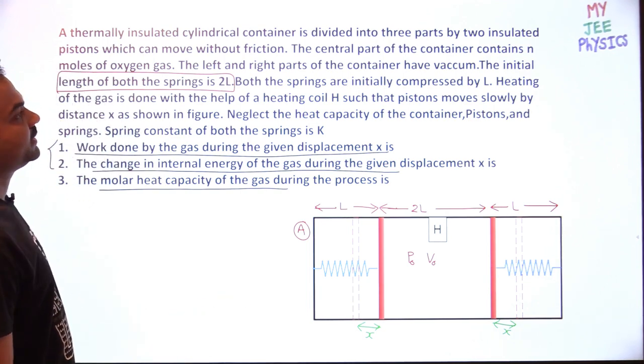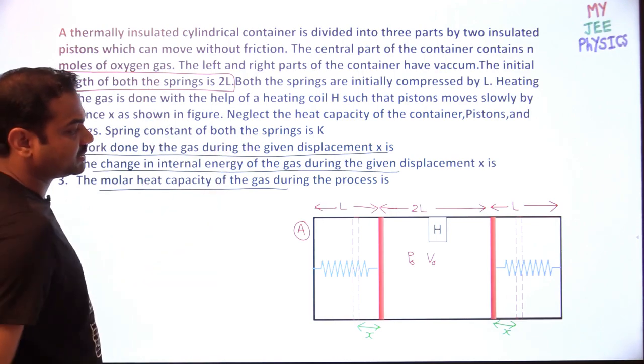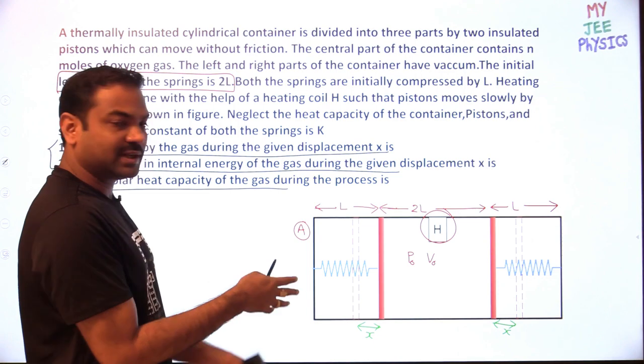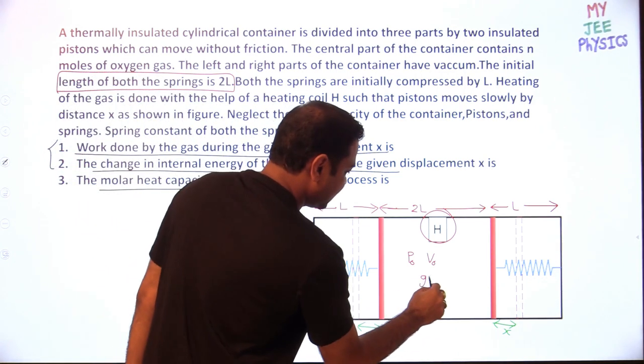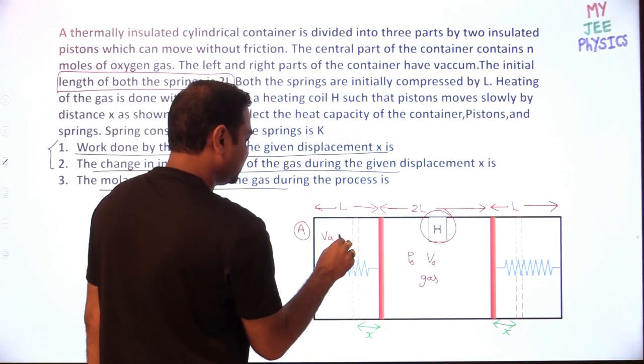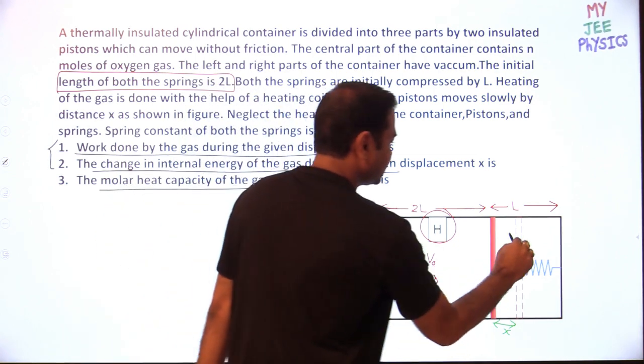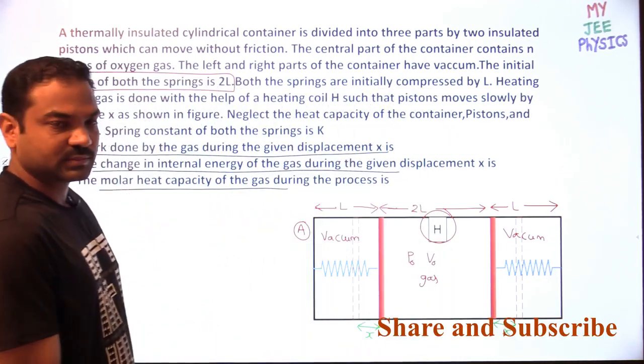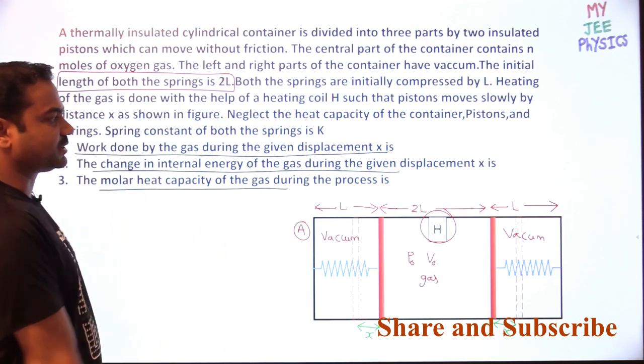There is no friction, there is no loss of energy, and this is the heater which will give the heat energy to the gas. The gas will be in this compartment. This is vacuum, and this also is vacuum. These parts will be vacuum. So all the information is given in the question.